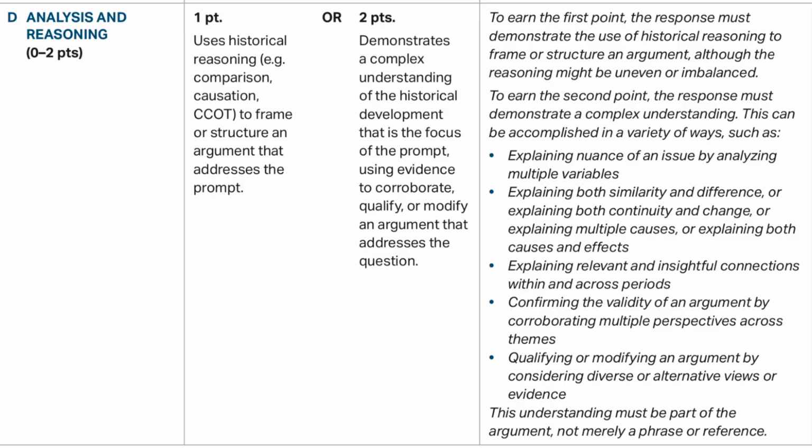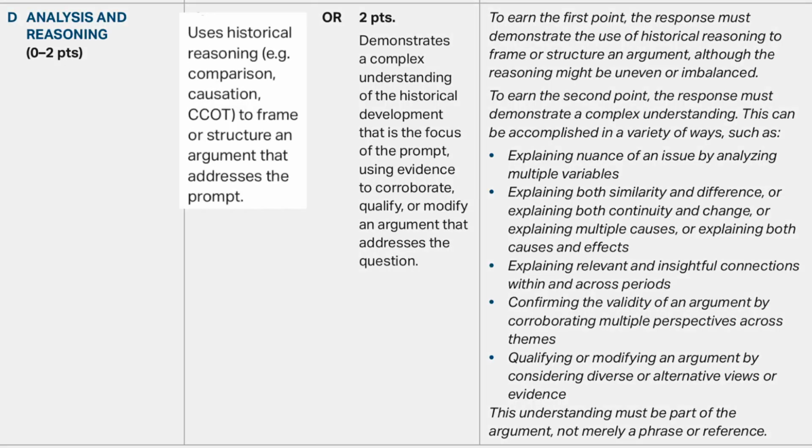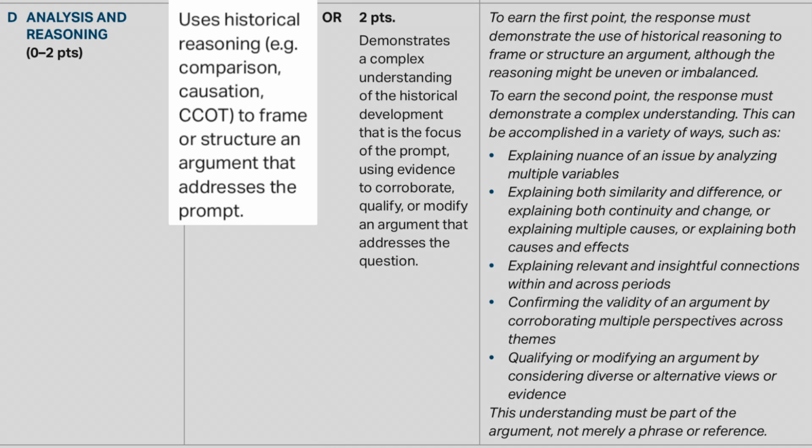The last category in the rubric is called analysis and reasoning, and you can earn 2 points for this. The first point is earned by using historical reasoning to frame or structure your argument. So what does all this mean? Historical reasoning processes are implied in the prompt, and so the good news is that if you write your topic sentences the way these videos teach you to, you're already on your way to getting this point.